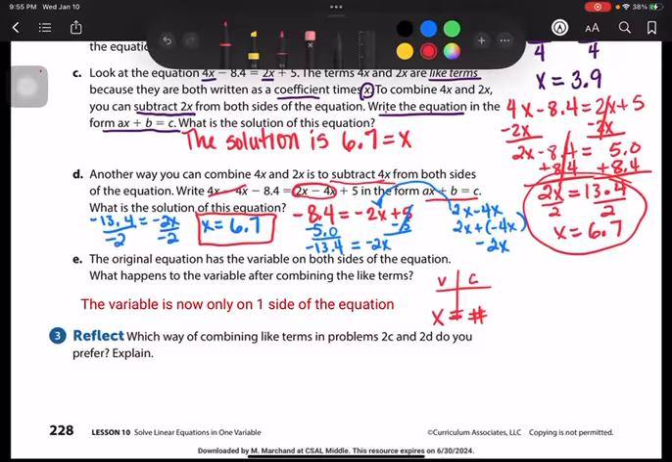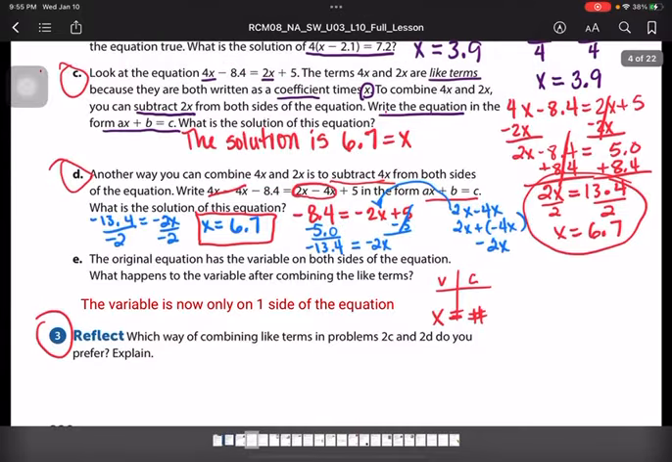All right, so part 3, it says a reflection. So I want you to answer that question on your own. It says, which way of combining like terms in problem 2C and 2D do you prefer? Explain. So this is basically looking back at question C and question D and saying, out of the two methods, which one do you prefer to use? So write your answer down and explain that in your answer. All right, let's move on.